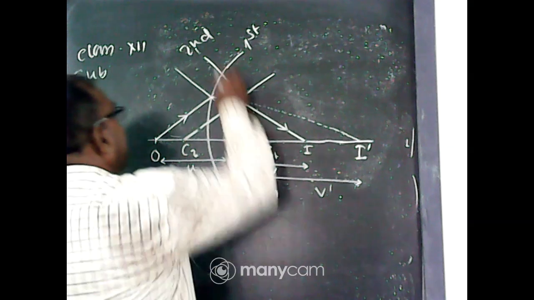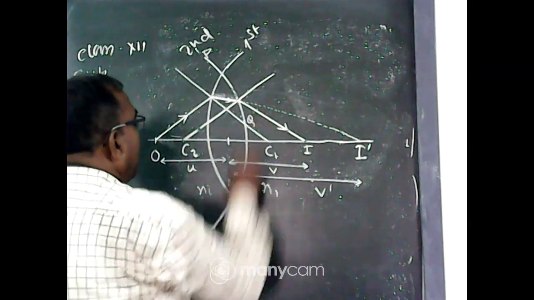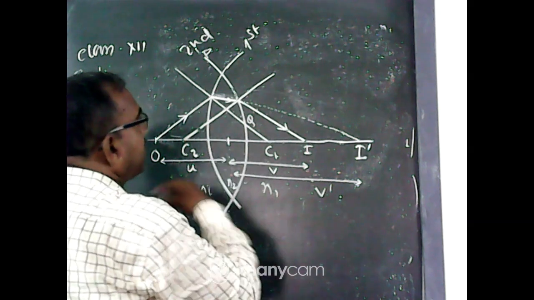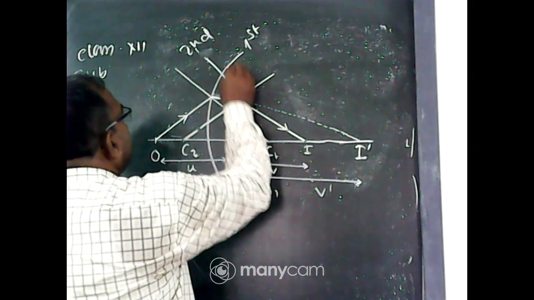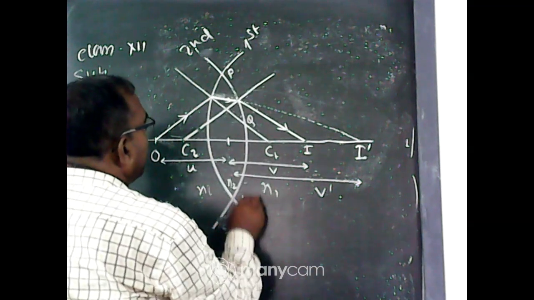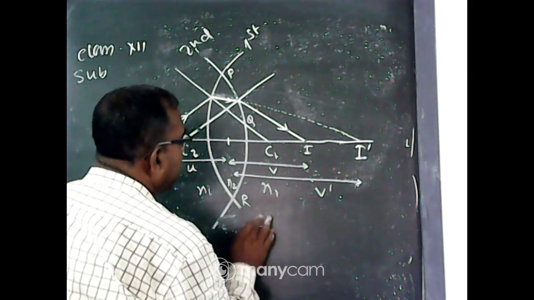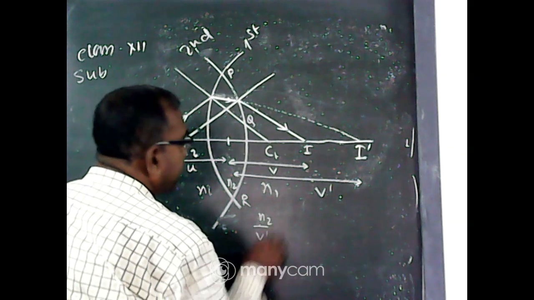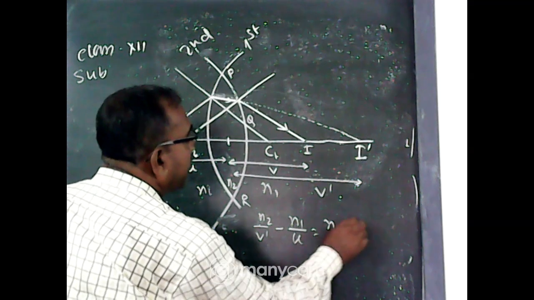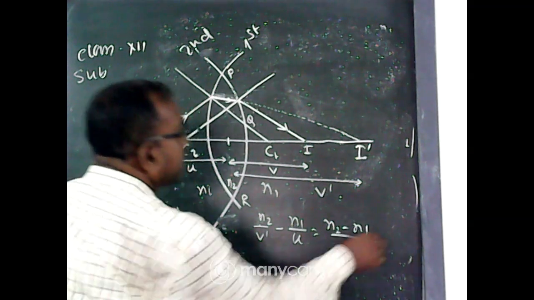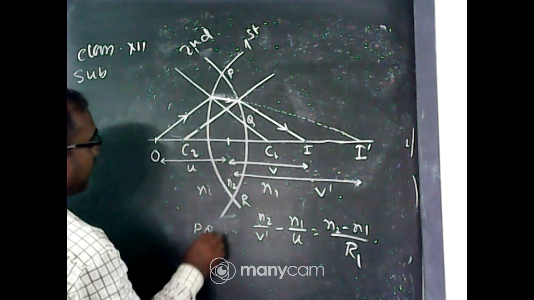So from the first surface, suppose you consider P, Q, R, the first surface. Suppose this is P, that is Q and that is R. For the first refracting surface PQR, the formula will be N2 by V dash minus N1 by U equals (N2 minus N1) by R1.